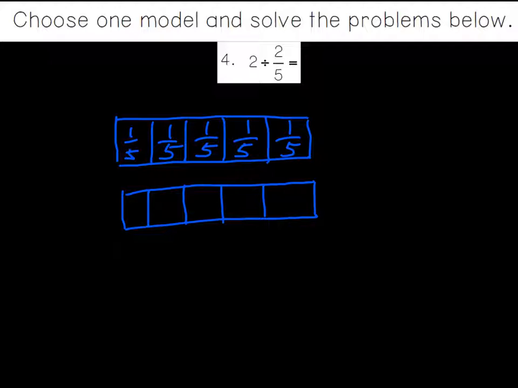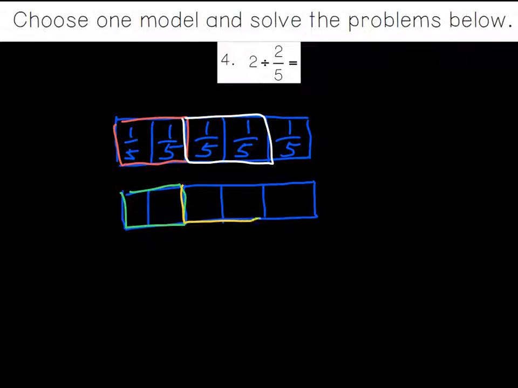So here's my first group of 2, my next group of 2, my next group of 2, my next group of 2, and then I have 2 more remaining. I'll group these in red. So how many groups do I have total? 1, 2, 3, 4, and 5. So 2 divided by 2/5 is 5.